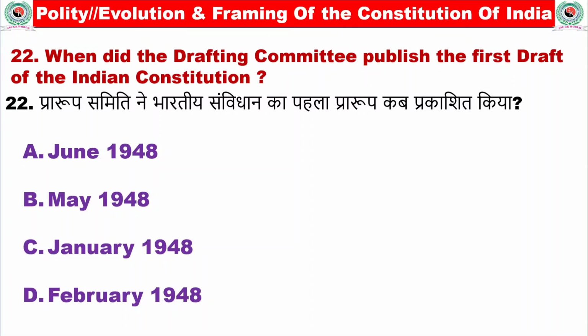Next, when did the drafting committee publish the first draft of the Indian Constitution? The correct answer is option D, February 1948.